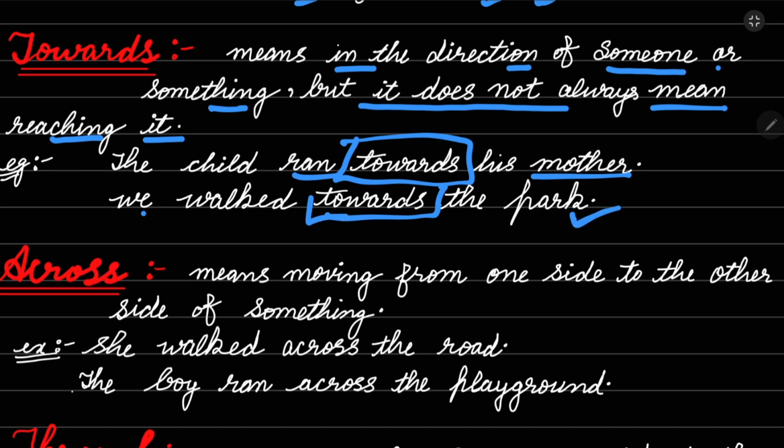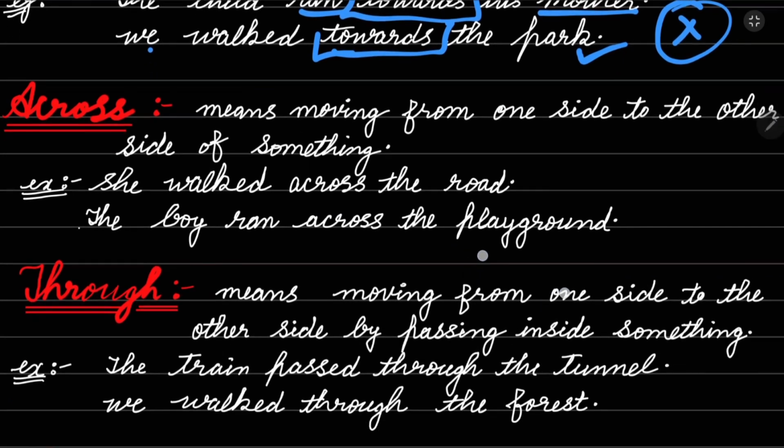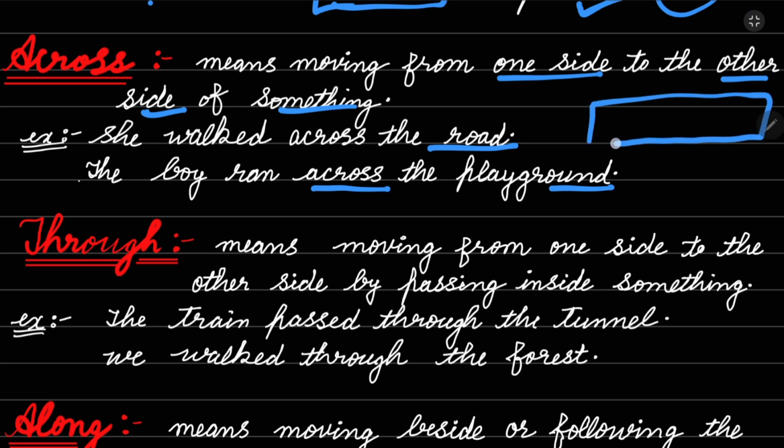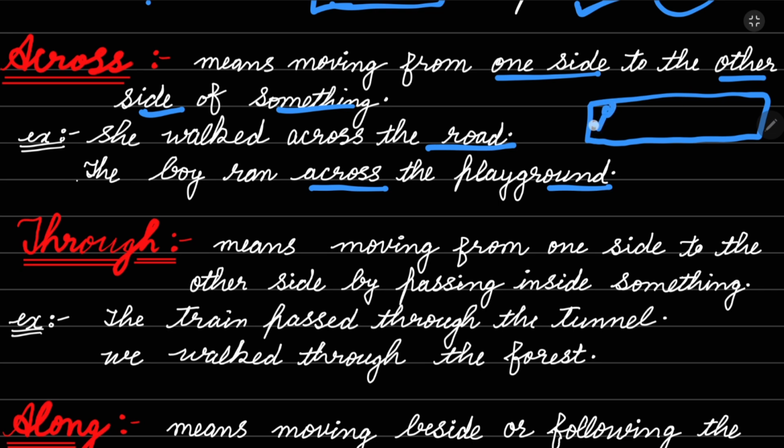He walked towards the park, but he did not go into the park. Okay. Next is across. Across means moving from one side to the other side of something. For example, she walked across the road. The boy ran across the playground. Okay, so if I say the boy ran across the playground, for example, this is a playground. If a boy is running from one side to the other, then we will use across.